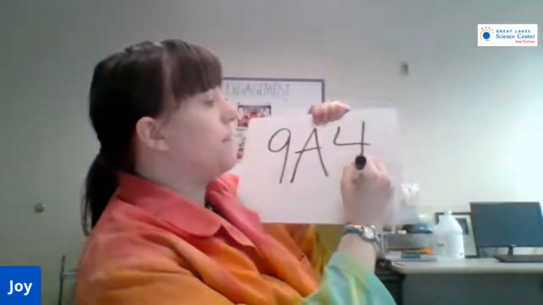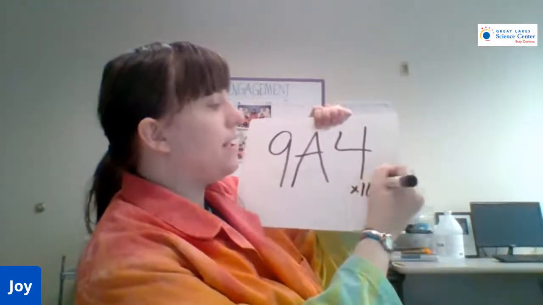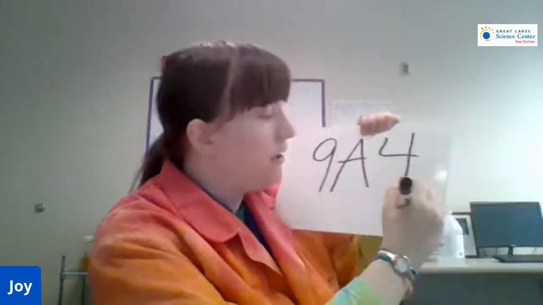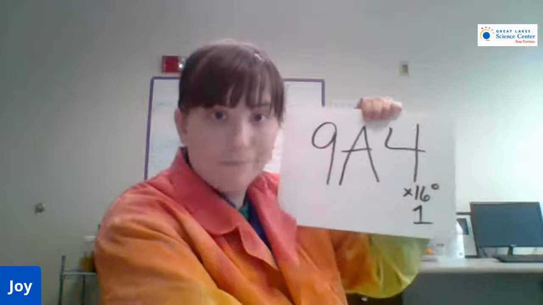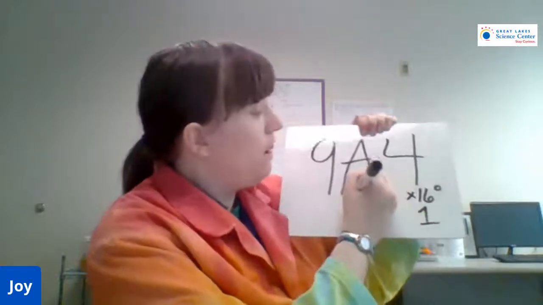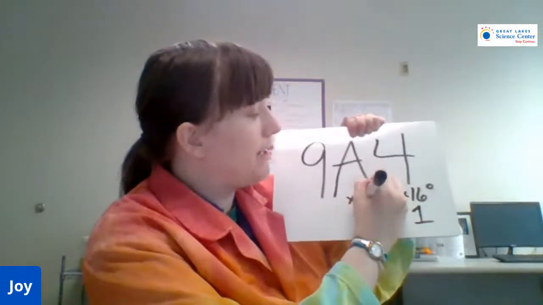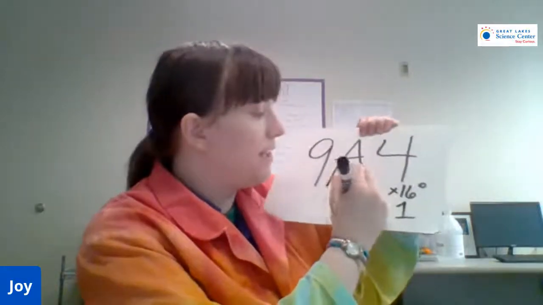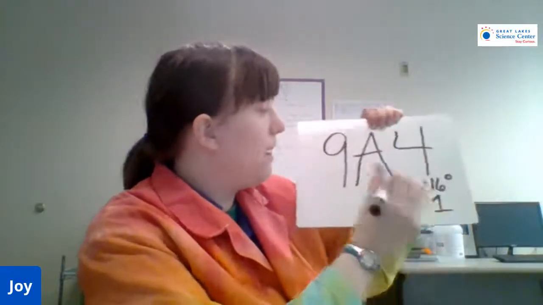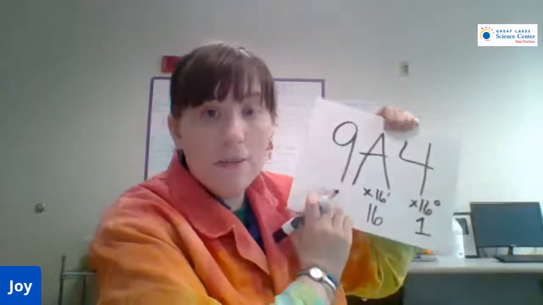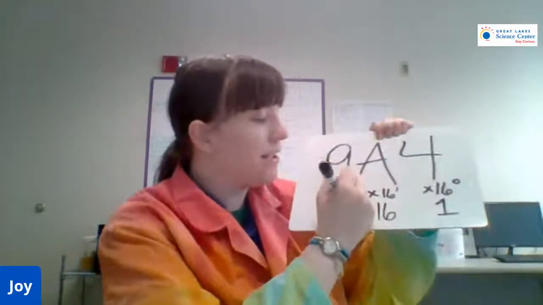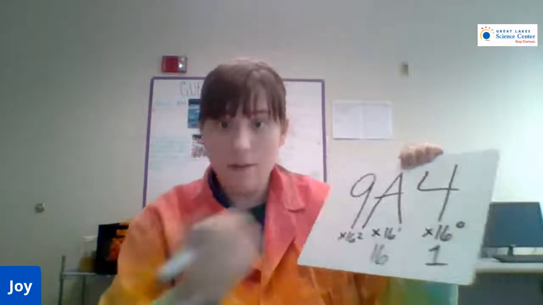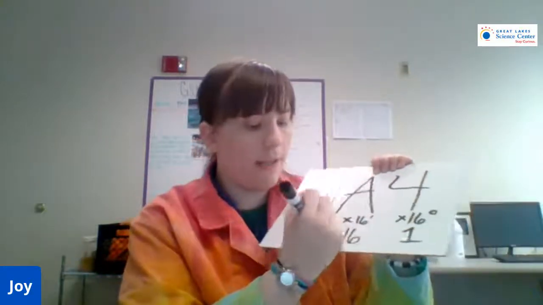So this is going to be multiplied by 16 to the 0 power, which just like 2 to the 0 equals 1. Okay. A is going to be multiplied by 16 to the first, which is 16 times 1. So 16. And then 9 is going to be multiplied by 16 to the second power, which is 16 times 16, which is 256.